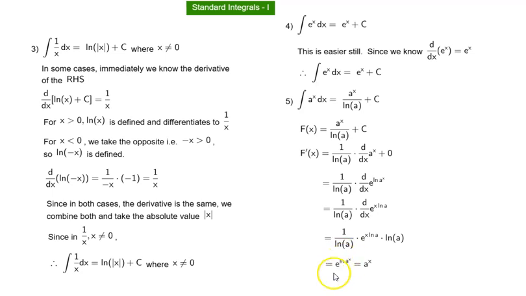Here e and natural log cancel out, and we are left with a to the power of x, which is what was there under the integral. So as you can see, it is pretty straightforward to actually prove that a particular integral is correct or not, by just taking the derivative of the right hand side. Of course, deriving it from first principles is going to be a little bit more tricky.